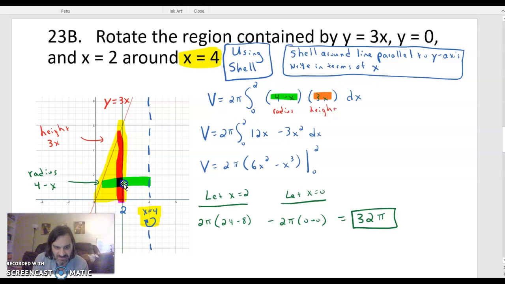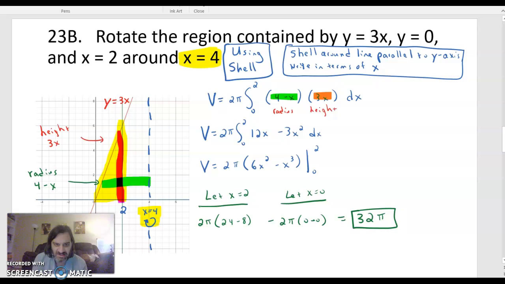And then the height will be the height of the function, which the top height is 3x and the bottom height would be 0. So the height would just be 3x. So putting that all together, I get 2 pi times the integral from 0 to 2 of a radius of 4 minus x times a height of 3x dx. Multiply that out. I get 2 pi times the integral from 0 to 2 of 12x minus 3x squared dx.